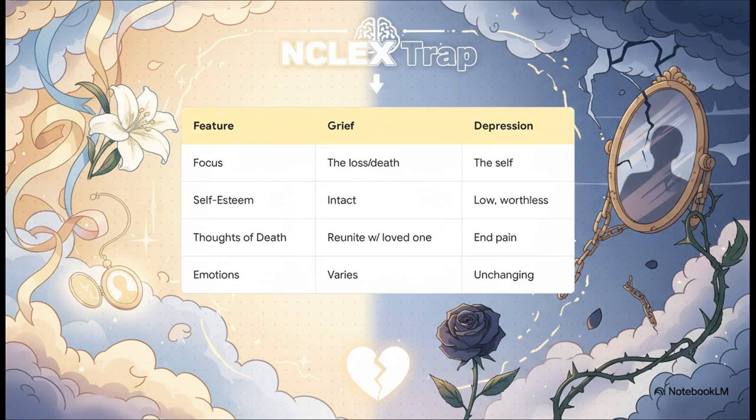They can look really similar on the surface, right? Sadness, fatigue, but the core difference, the thing you have to look for, is self-esteem. In grief, self-esteem is still intact. In depression, the person feels worthless. That distinction is absolutely critical for patient safety.